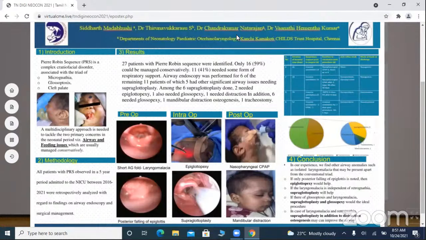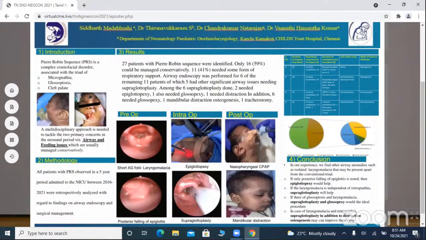If you look at the table, I had highlighted those who required a significant length of hospital stay. We had 4 of these babies who required a hospital stay of more than 1 month. After a simple procedure on the epiglottis, either an epiglottopexy or a supraglottoplasty, within almost 7 to 10 days we were able to wean the baby from invasive ventilation to non-invasive. Subsequently, over the course of time, either with nasopharyngeal CPAP, as I've pictured here, or in some cases later in the pediatric age, we were able to perform a mandibular distraction and thereby ensure that their airway is good.